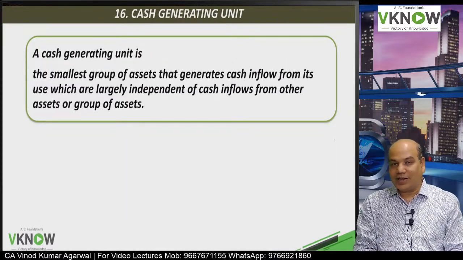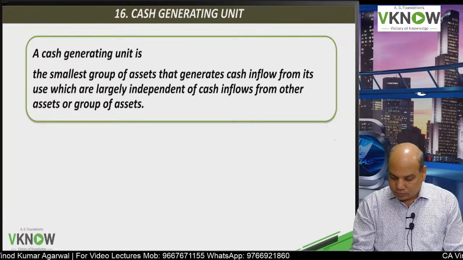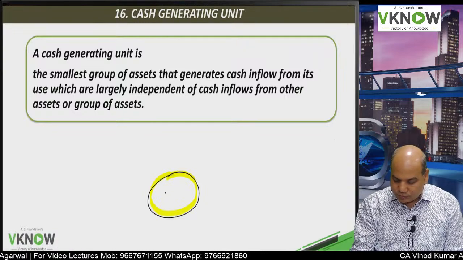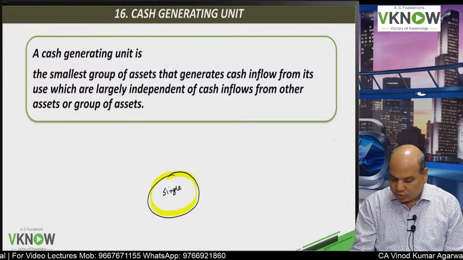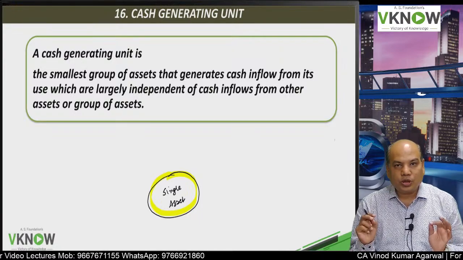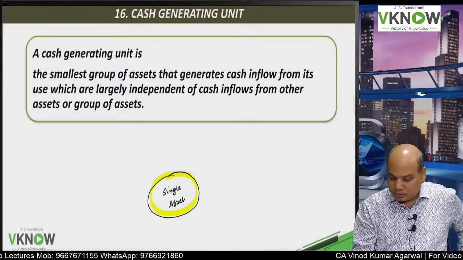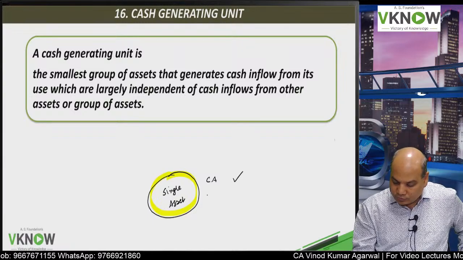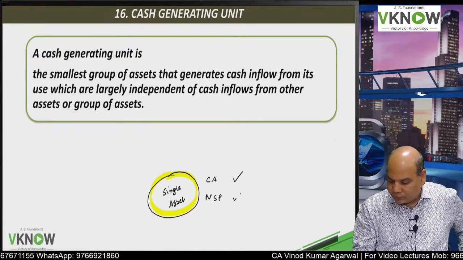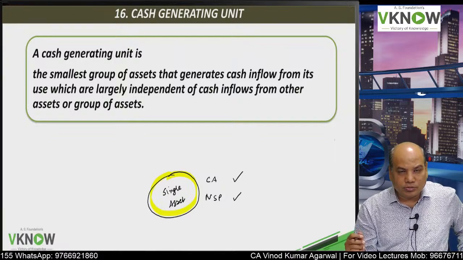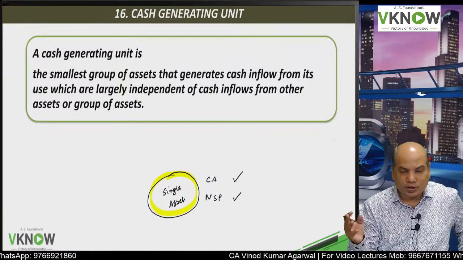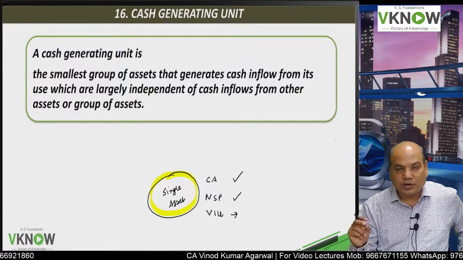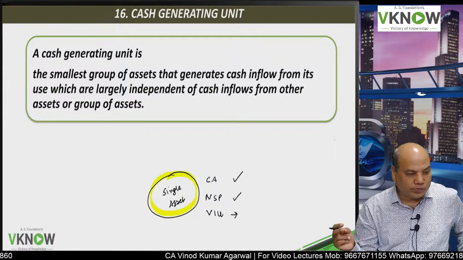Now the next issue is cash generating unit. The standard says first you will compute impairment loss for a single asset. But to compute the impairment loss for a single asset, I require the carrying amount, which is available from the books of account. I require net selling price, which can also be found out easily except in some cases, and I need value in use, that is the present value of cash flow generated from the use of the asset.